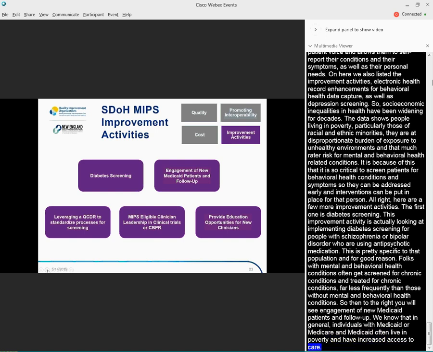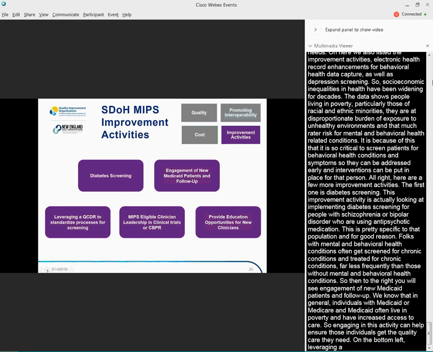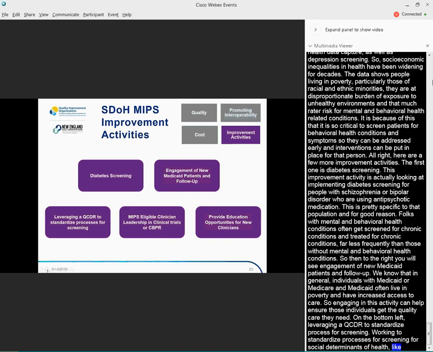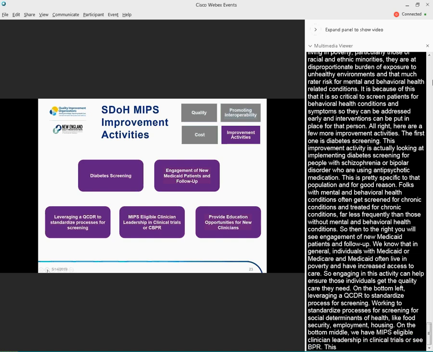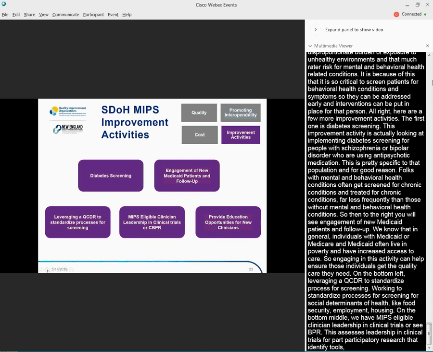Then on the bottom left, leveraging a QCDR to standardize processes for screening. So this one's pretty self-explanatory, working with your QCDR to standardize processes for screening for social determinants of health, like food security, employment, housing. Then in the bottom middle, we have MIPS-eligible clinician leadership in clinical trials, or CEHRT. So this improvement activity assesses MIPS-eligible clinician leadership in clinical trials or research alliances for community-based participatory research that identify tools, research, or processes that can focus on minimizing disparities in healthcare access, care quality, affordability, or outcomes.